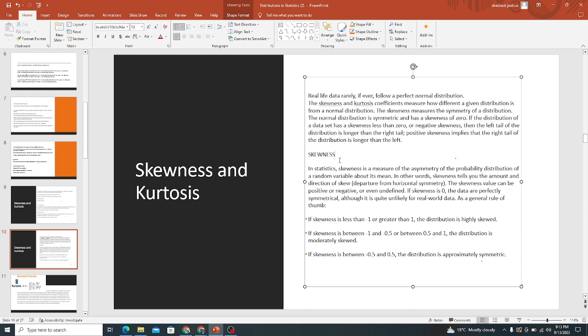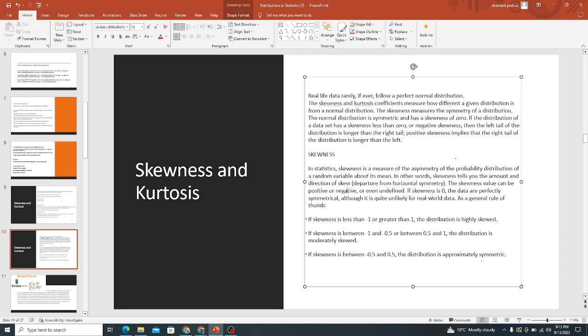In statistics, skewness is used as a measure of asymmetry of the probability distribution of a random variable about its mean. In other words, skewness tells you the amount and direction of skew, that is, the departure from horizontal symmetry. The skewness value can be positive or negative, or even undefined.